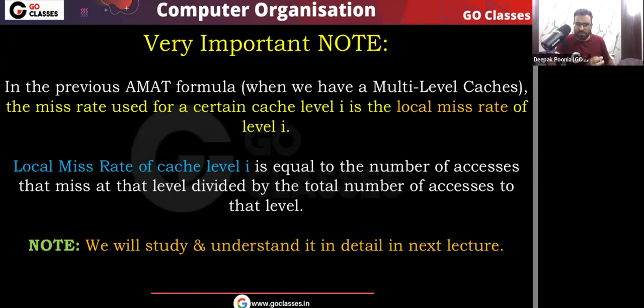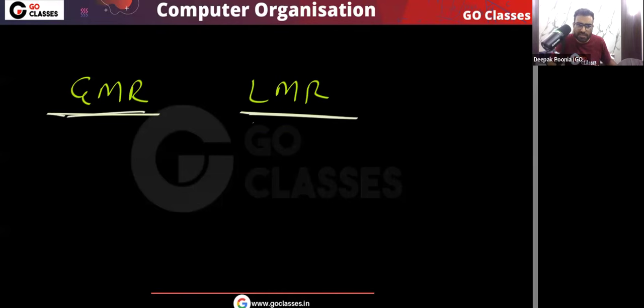Okay, let me tell you, in the next lecture we will study this concept. Basically, when we have multi-level caches, there is global miss rate and there is local miss rate. For every level of cache memory, we define two types of miss rate: local miss rate and global miss rate. These concepts we will discuss in detail in the next lecture, but I am just giving you some idea for when we have multi-level caches like L1 cache, L2 cache, L3 cache, and so on.